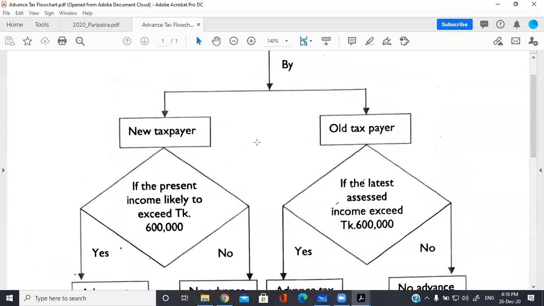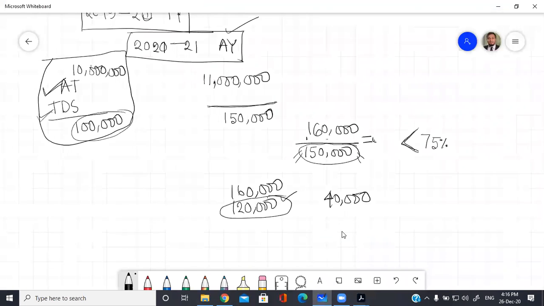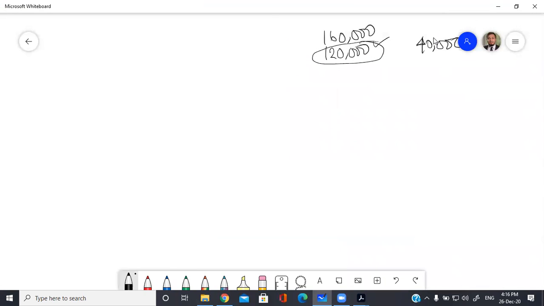Now let's look at if the person is a new taxpayer and his present income is likely to exceed the threshold. How can you know the likely income? Say you have joined a job in November 2020, as a fresher. You are thinking, what will be my taxable income if I continue this job? So you are making a provisional estimate. You know the term provisional: it is not final, not confirmed, a kind of preliminary assessment. Based on that, you find that you are likely to have taxable income of more than 600,000.